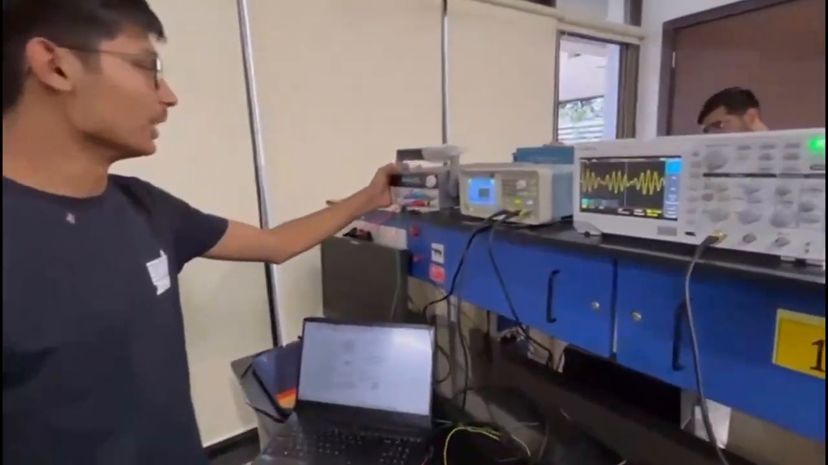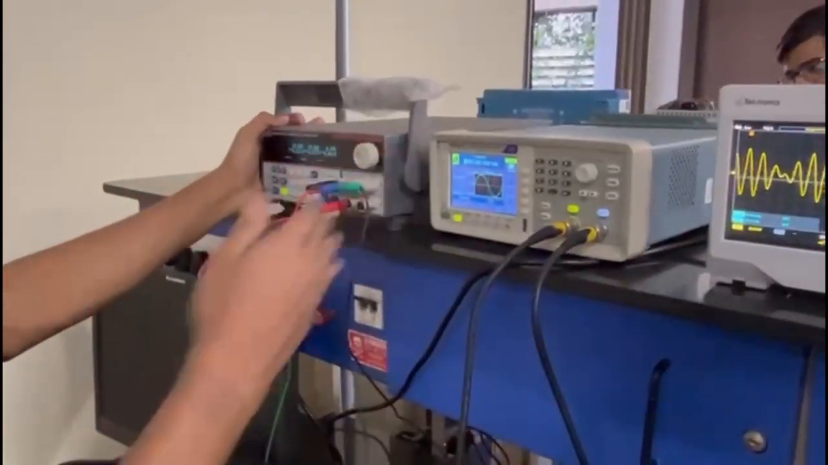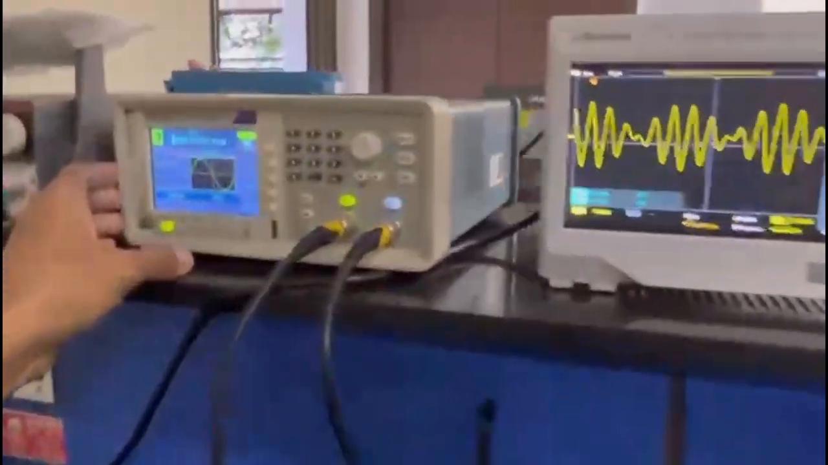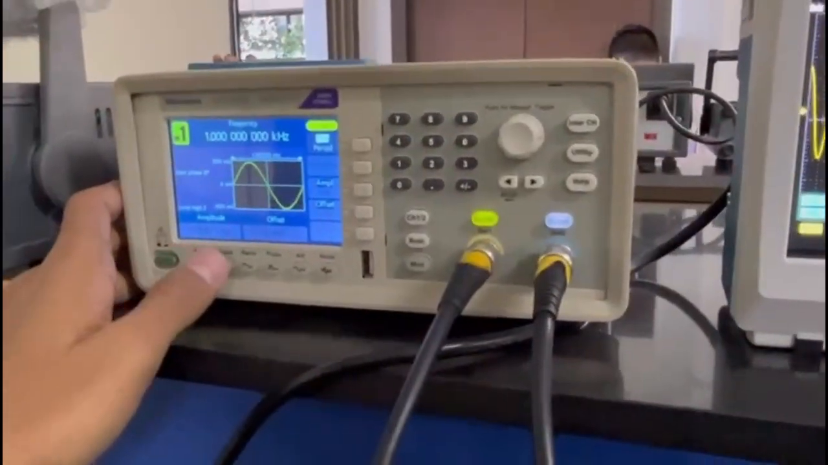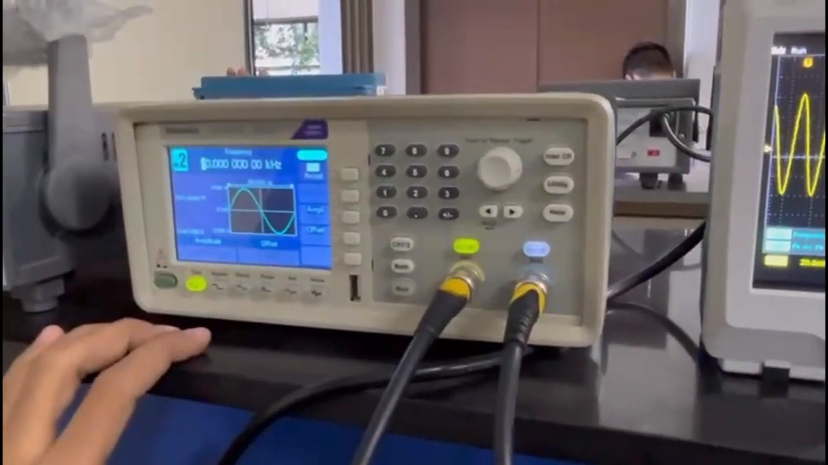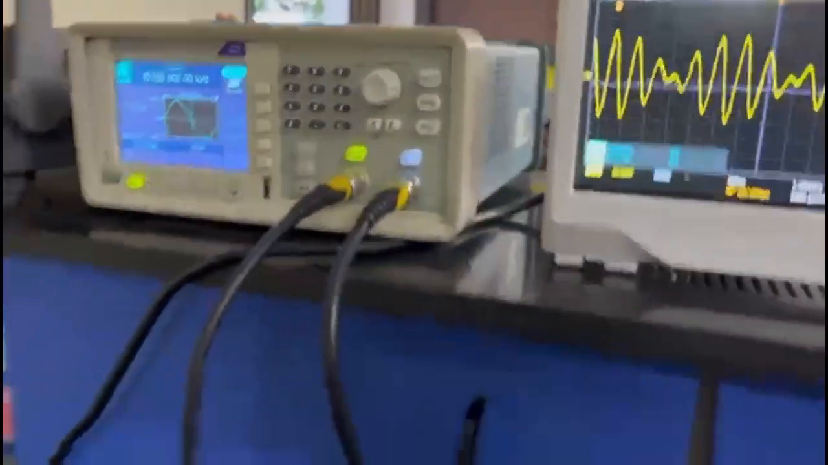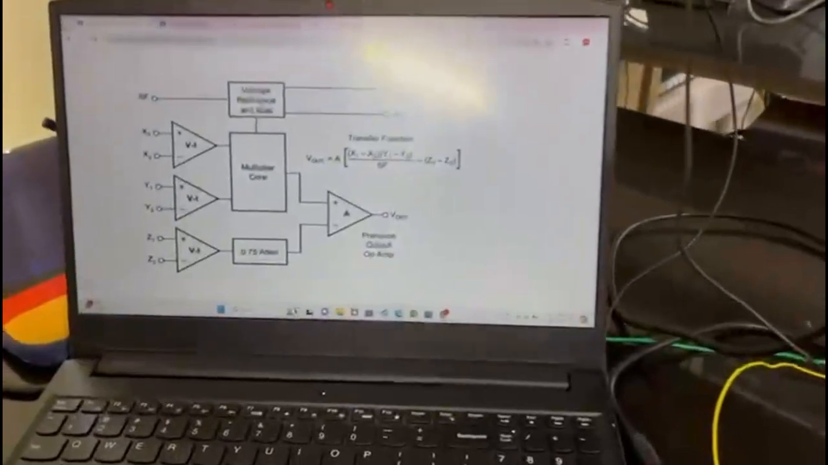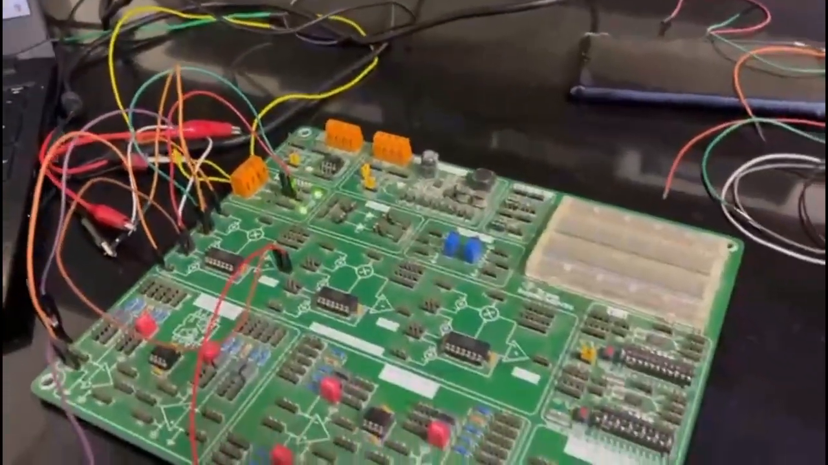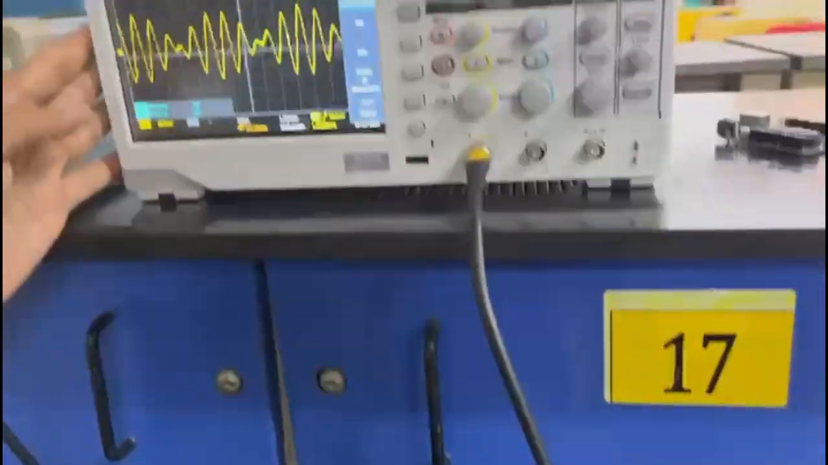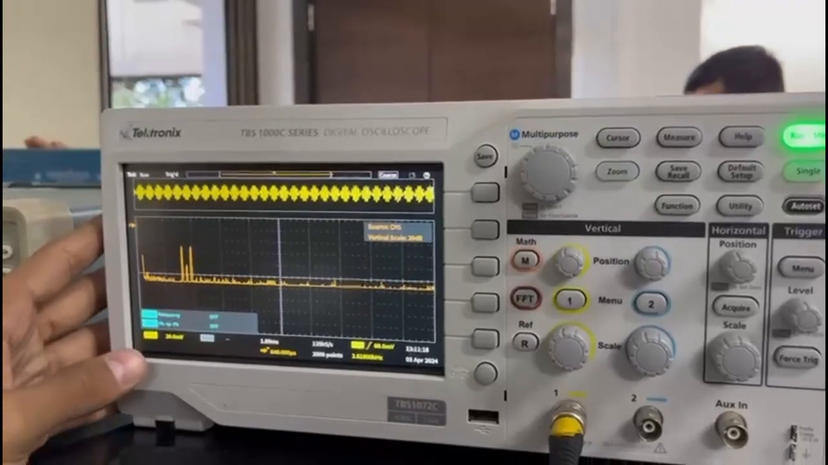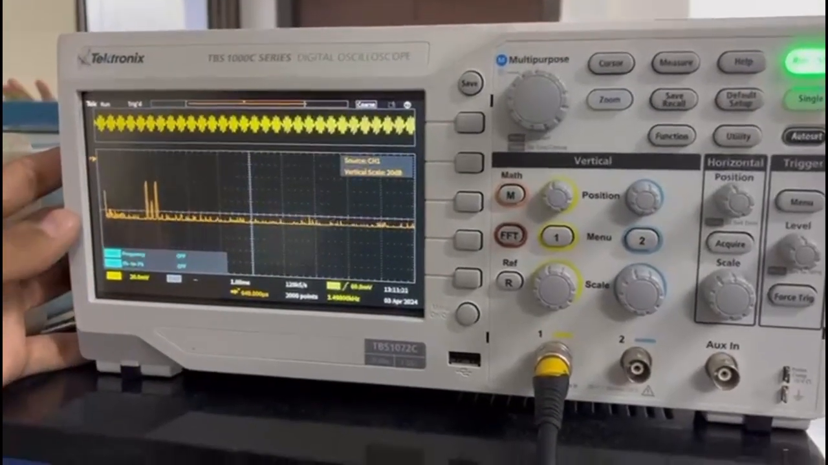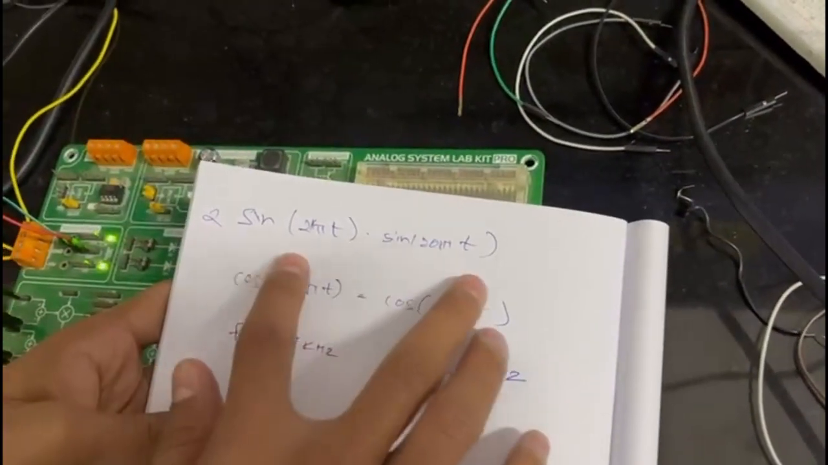Here we have provided a 10 volt input in the circuit, and the frequencies provided are 1 kilohertz with 1 volt peak to peak and 10 kilohertz with 2 volt peak to peak. The circuit diagram is as shown and the connections are made accordingly. Here, as expected, this is the output waveform which we are getting, and this is the FFT. This is the output FFT which we got, and these are the calculations of the wave signals.